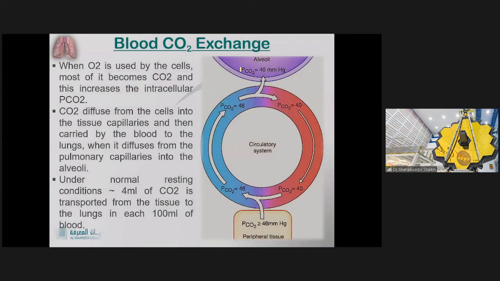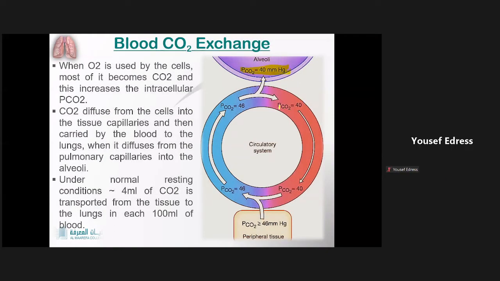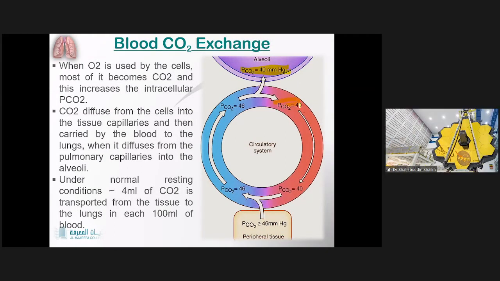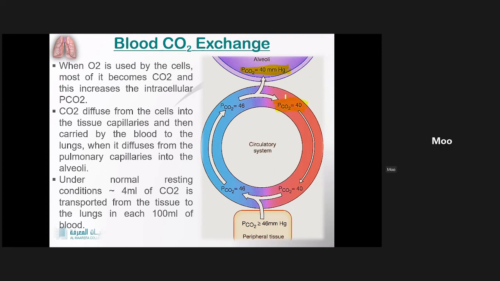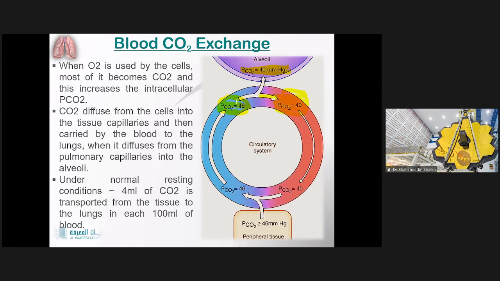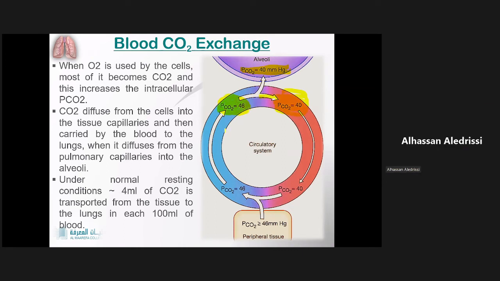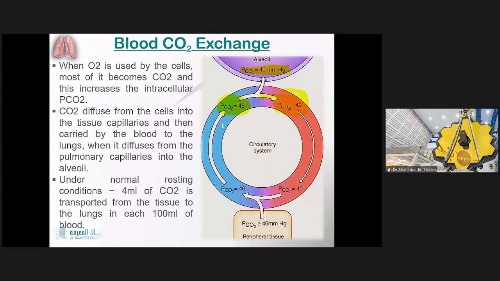So what is the partial pressure of carbon dioxide in alveoli? 40. What is the partial pressure of carbon dioxide in arterial blood? 40. What is the partial pressure of carbon dioxide in venous blood? 45 or 46. 45 is easy to remember instead of 46. If you write 46, you are not wrong. But it is 45. You cannot write 40.